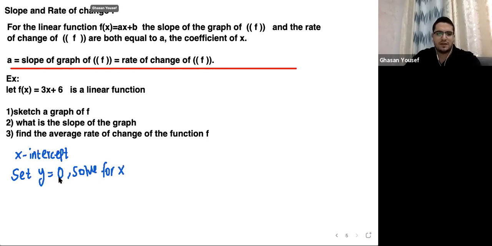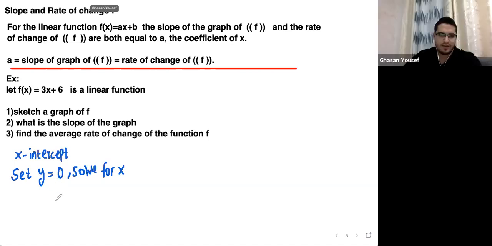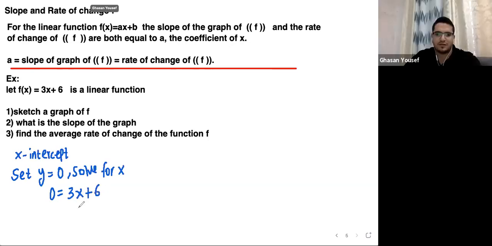Who will do this one? When you set y equals 0 and solve it for x. Okay, I'm going to do it. Fill it out. You just plug in 0 for y. So 0 equals what? 3x plus 6. Yes, you have plus 6, solve for x. What do you have to do now?